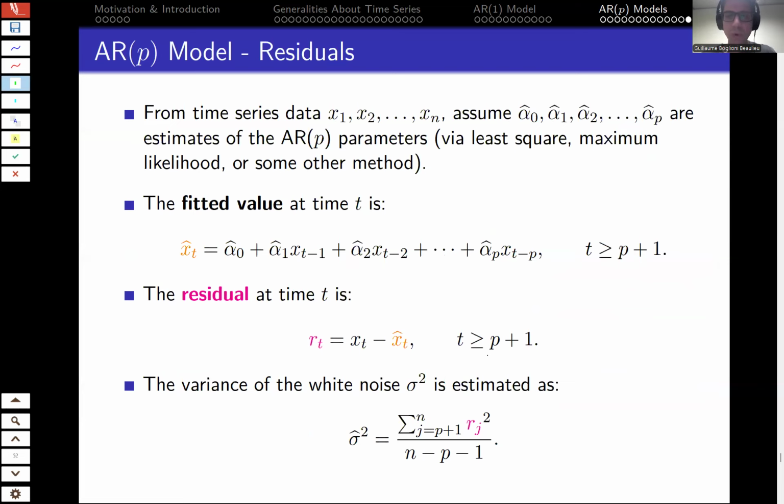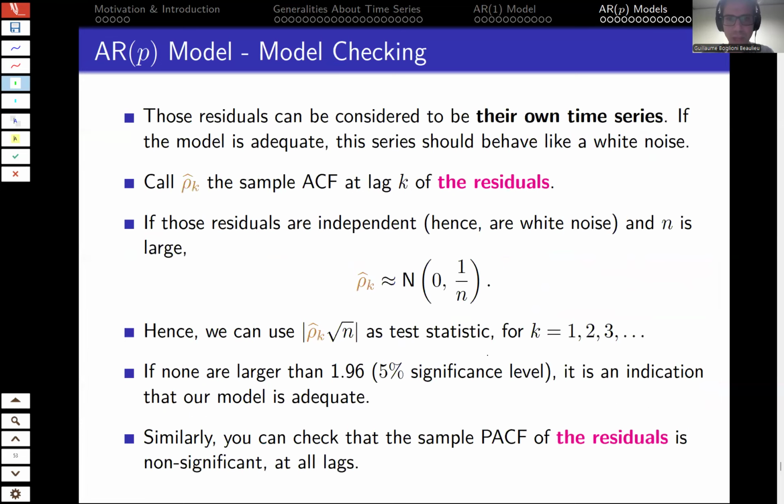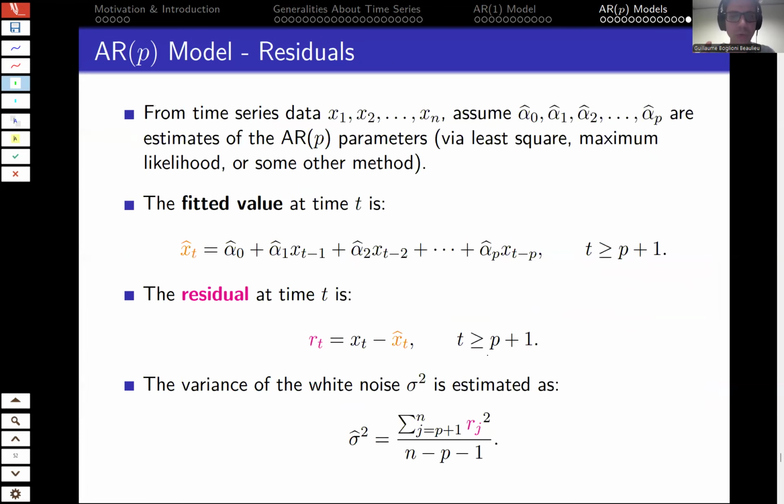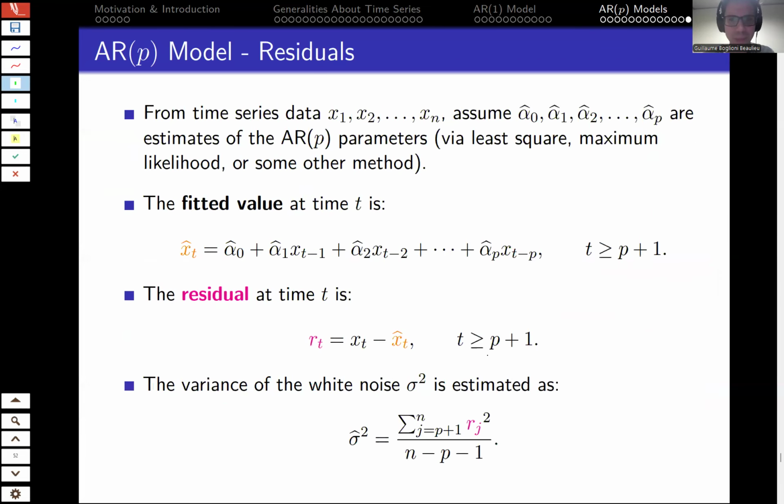Now I suppose we go to more or less one last concept. Okay, there's a few more concepts, I suppose: residuals, model checking, and forecasting. Let's review them. In linear regression, you have this concept of residuals. Here, I suppose you could say you have an analogous concept of residuals for a time series model.